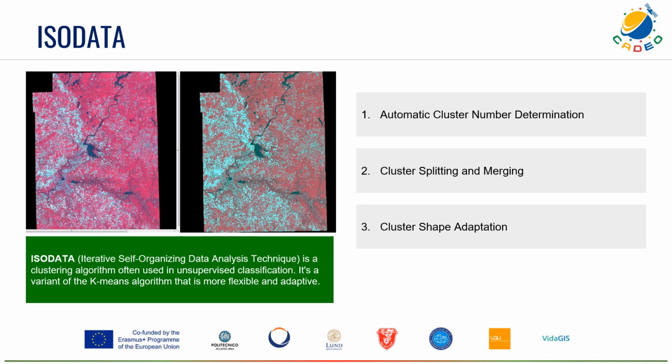The second technique is ISODATA, which stands for Iterative Self-Organizing Data Analysis Technique. It is an extension of K-means that iteratively adjusts the number of clusters by merging and splitting them based on specific criteria, such as cluster size and variance. For example, ISODATA is useful when the number of classes is not known beforehand, such as when exploring a new geographic area with unknown land cover types.